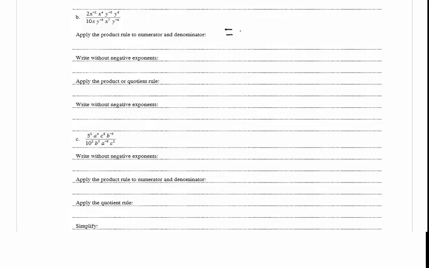So we're going to have 2, and now we have x to the negative 2 times x to the fourth, which can be written as x squared, and y to the negative fifth times y to the sixth is equal to y, divided by 10. We have x times x to the seventh is x to the eighth, and y to the negative third times y to the negative fourth is equal to y to the negative seventh.